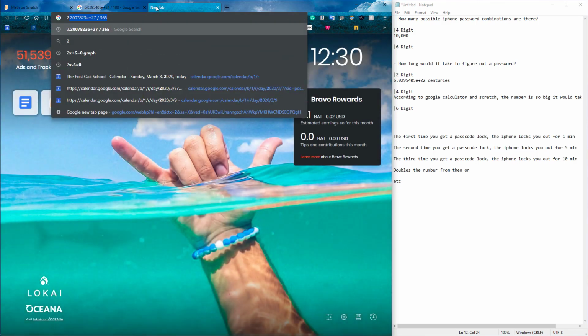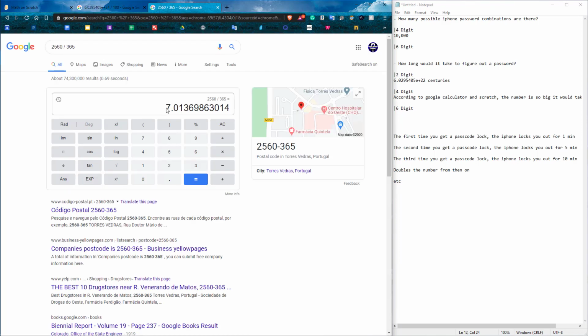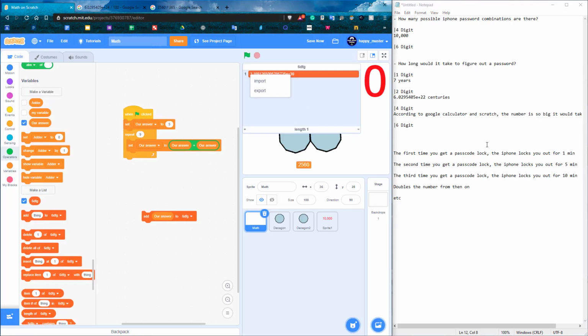Let's do 2,560 divided by 365, and it'd take you 7 years to figure out a 1-digit password if you got it right on the last try. And that is insane. 1-digit, literally 7 years. And that is absolutely insane. Like, how is it so secure? Oh my gosh. But that is the truth, and that's how long it would take.